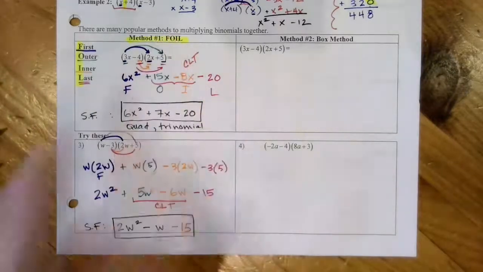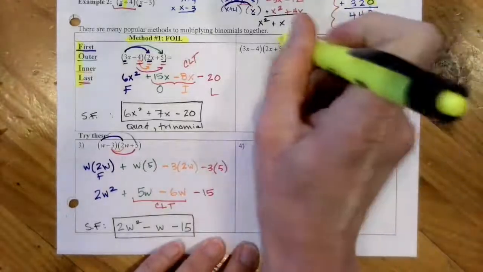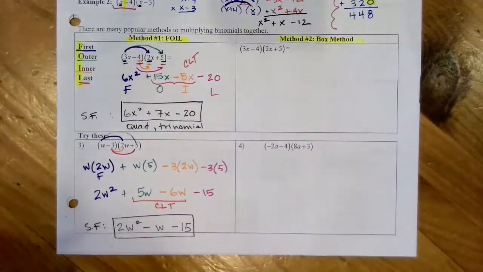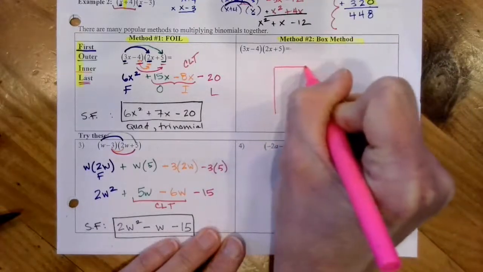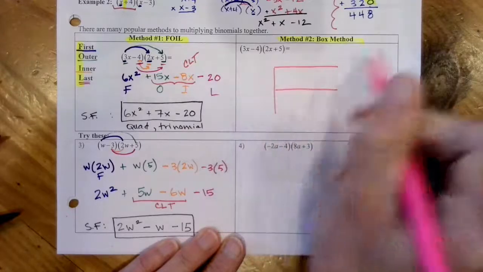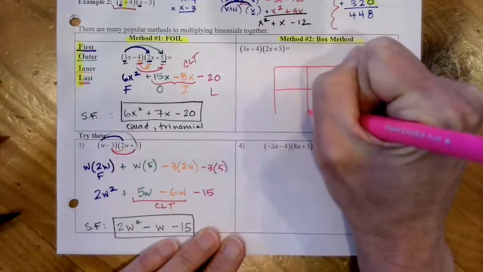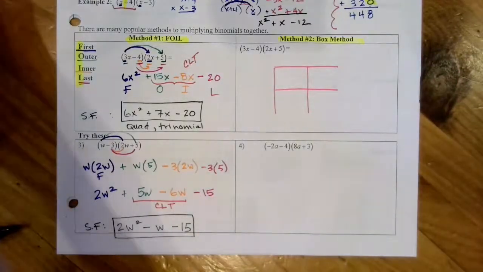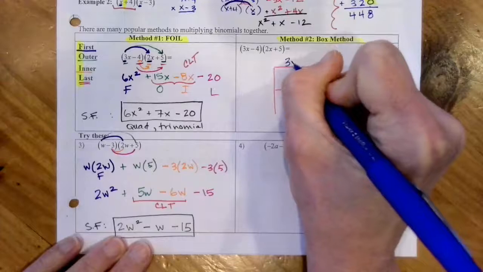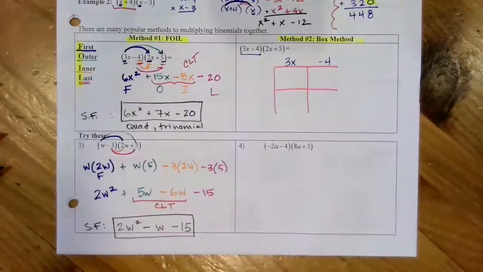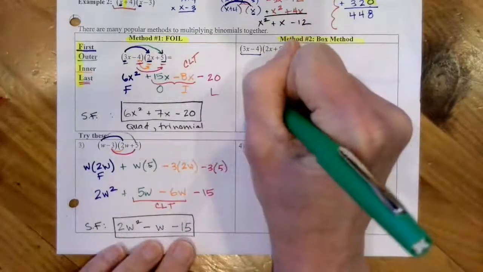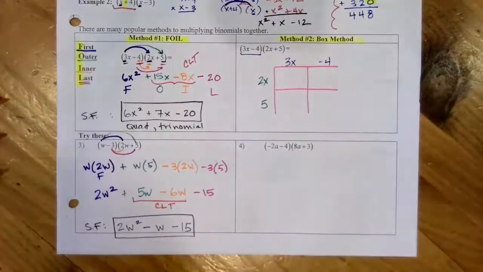Okay, so our foiling is our first method. Our second method we like to do is called the box method. I think maybe some of you are going to like this. So what I'm going to do is draw the box. Inside my box is going to be my product, and outside my box is going to be my two factors. So I want you to see that I'm going to put a 3x and a minus 4 here. Here's where I got 3x minus 4 from. I'm going to put a 2x and a positive 5 here.